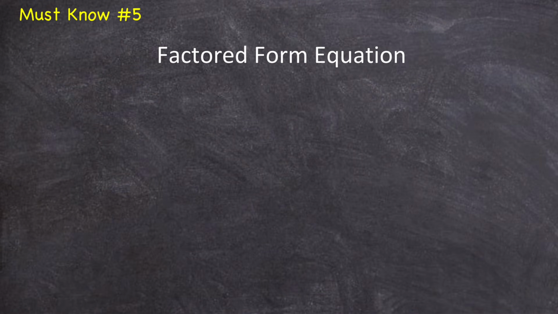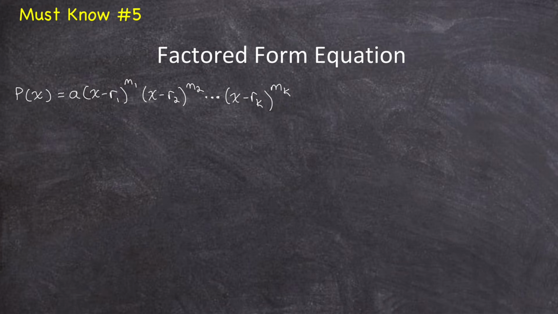Must know number 5. The factored form equation of a polynomial function. The general structure of a factored form polynomial equation looks like this. And what makes this a factored form equation is the equation is just a product of a bunch of factors. This factor of a is just a non-zero constant.